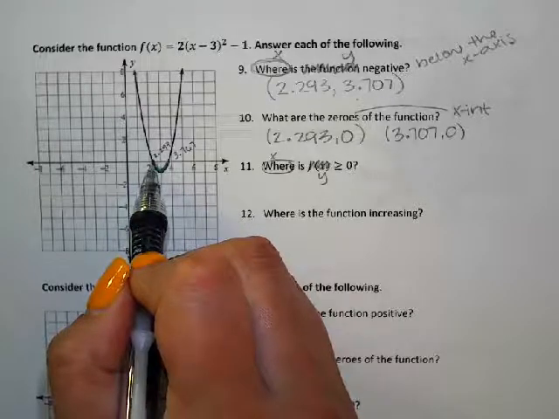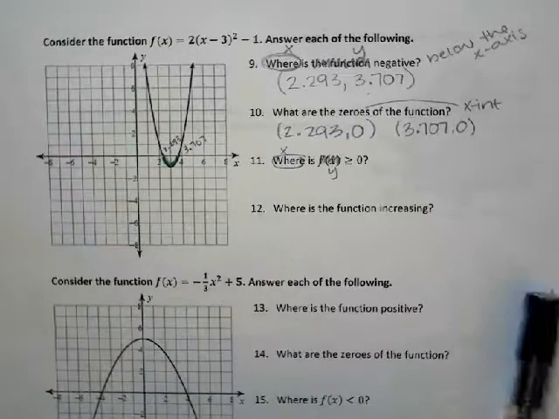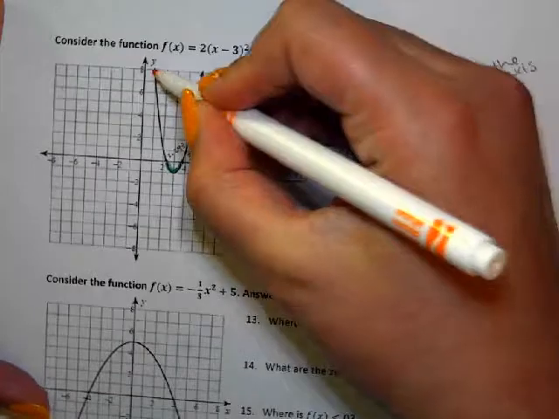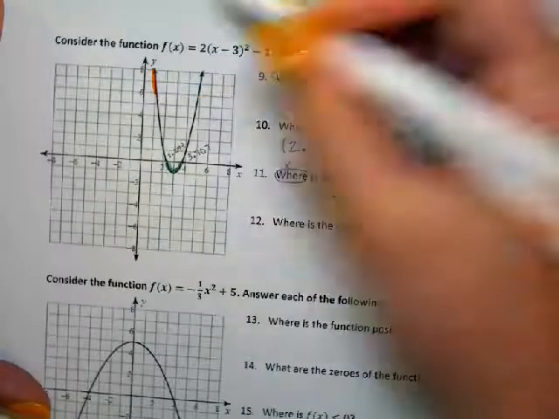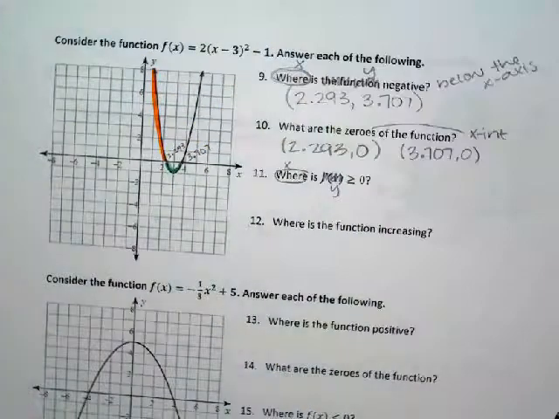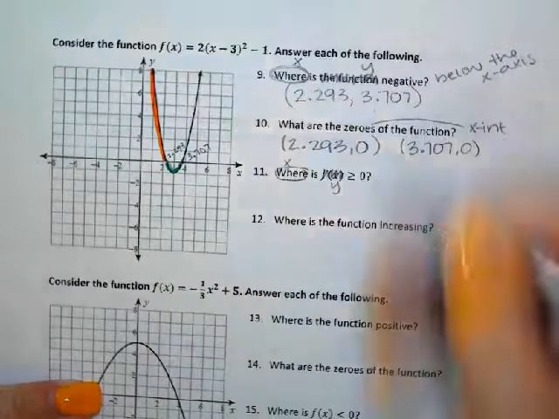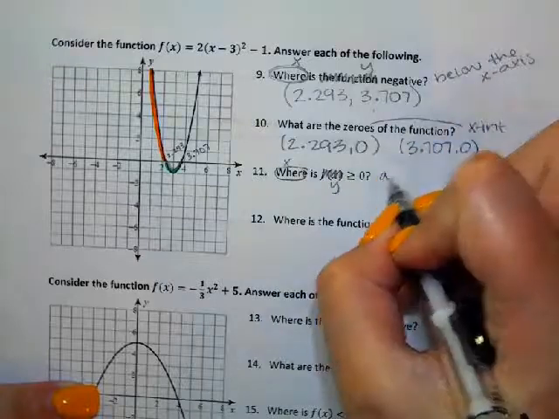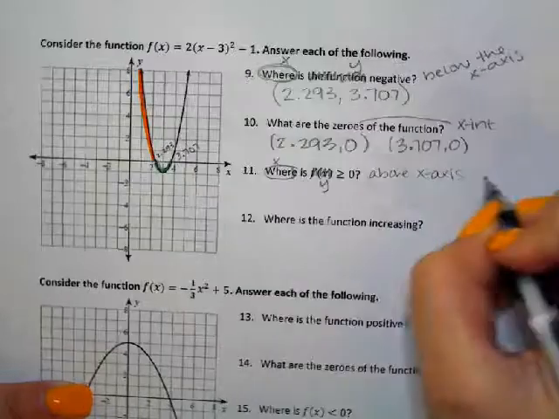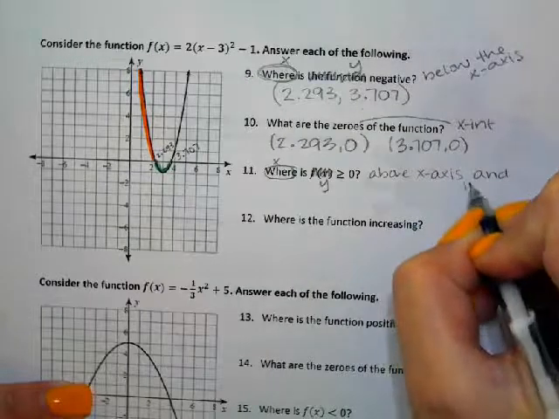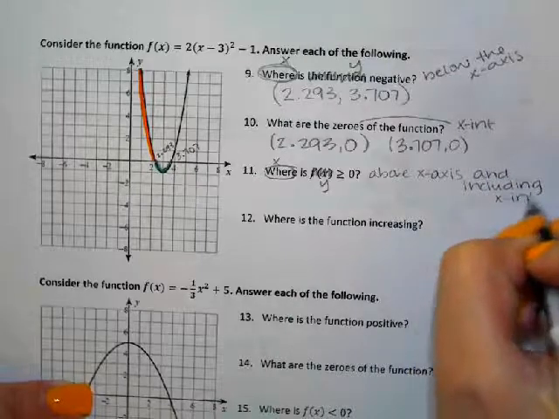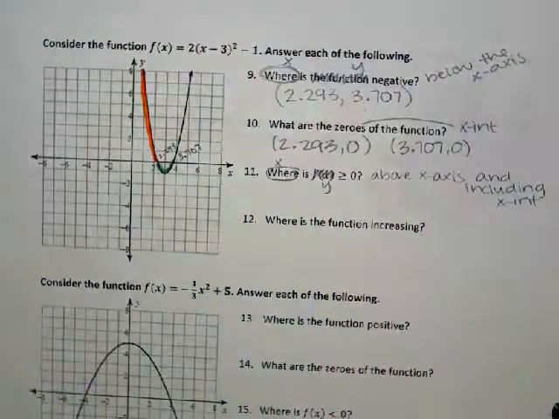Above, right? So I'm going to do it in, I think orange will show up on the screen. Does that show up pretty well? Yeah, that's good. Okay. This is an example of where the y value is positive, right? So this is above the x-axis, and including the x-intercepts because it says equal to 0. Equal to 0 includes the x-intercepts.